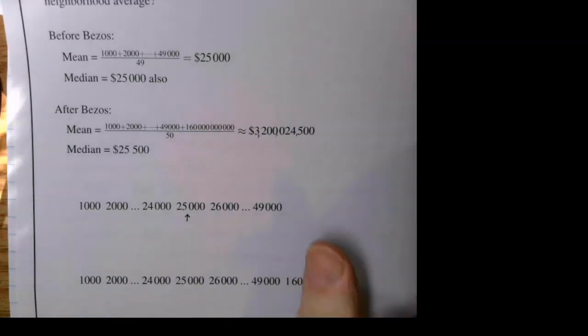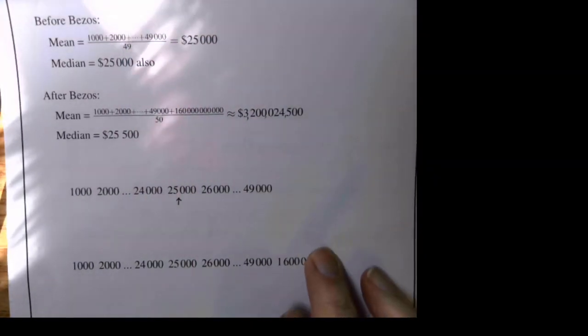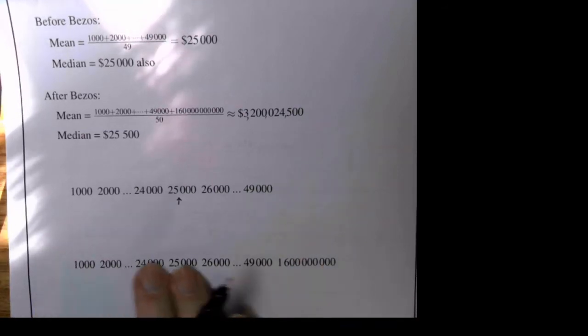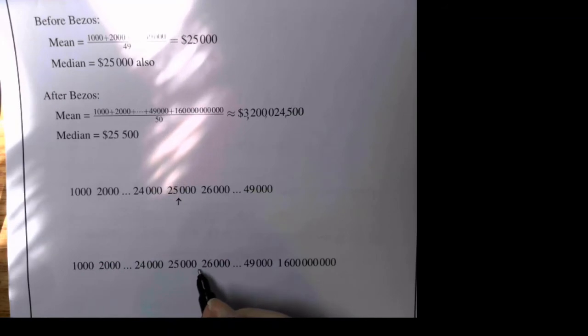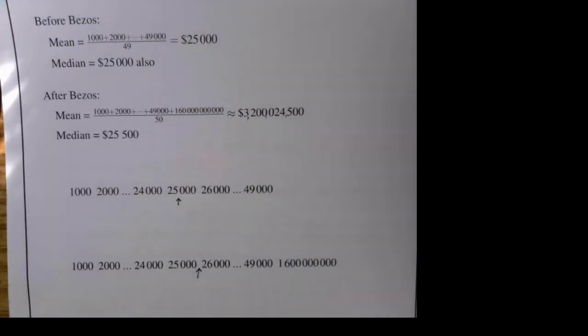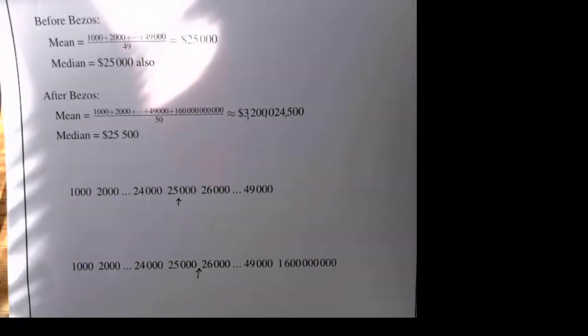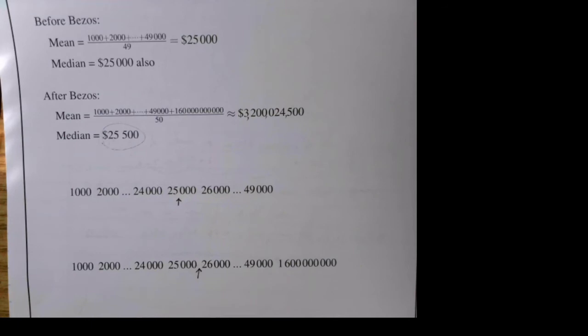But the median doesn't change very much at all, because all you've done is tack on one more data value at the end. So all of these remain the same, and you've just got one more. The median just has to move over a little bit. Now it falls between 25 and 26,000 instead of being actually 25,000. So the median is only 25,500.